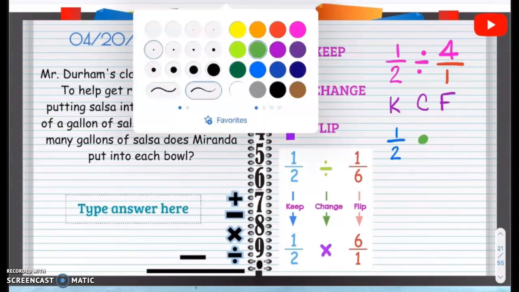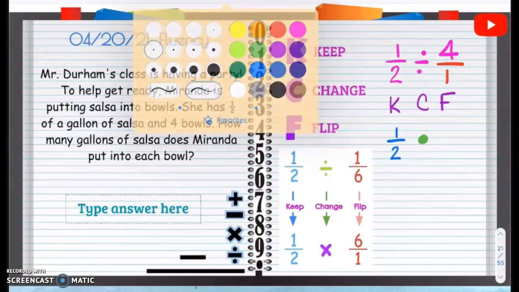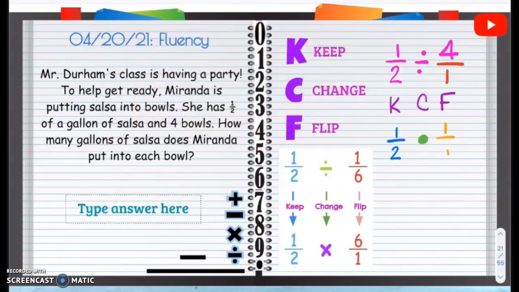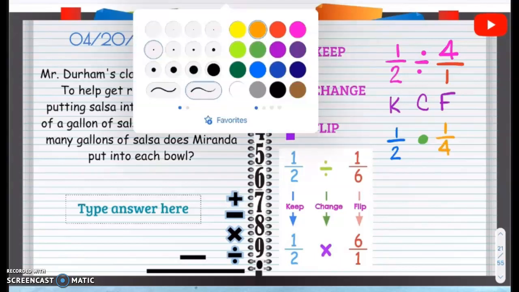Oop, I can't find a color that I like. No, not yellow. Flip that last fraction to 1/4. Now we're going to multiply straight across. Why do I keep choosing colors I don't want?